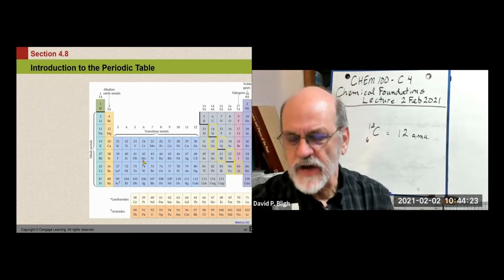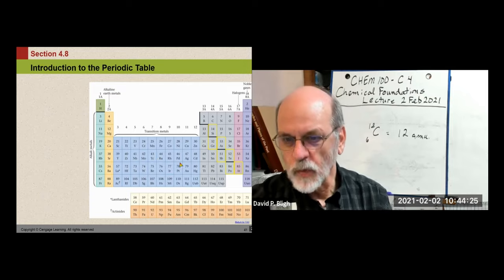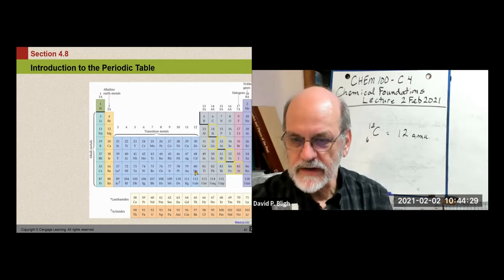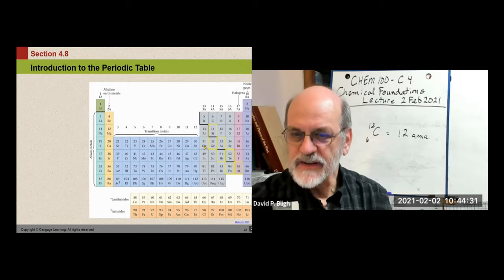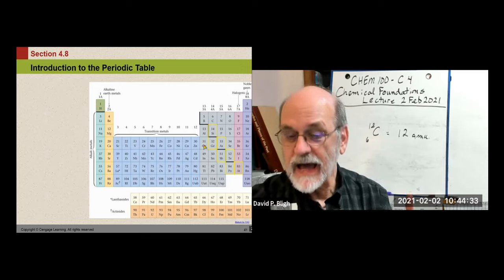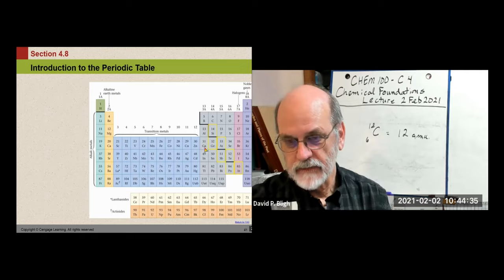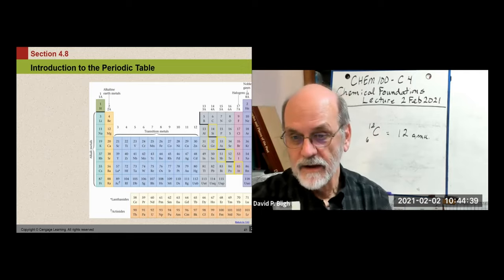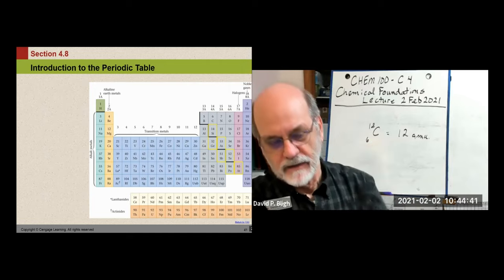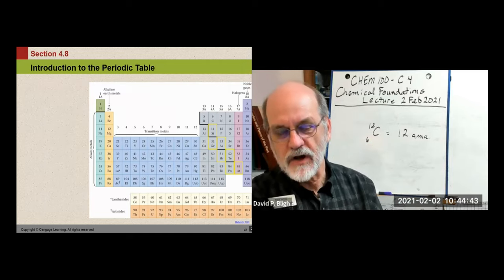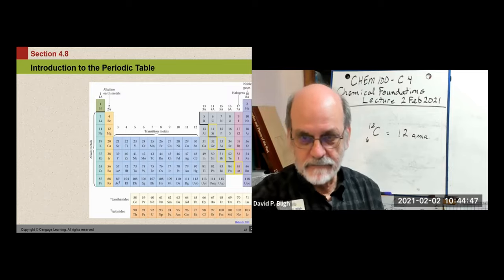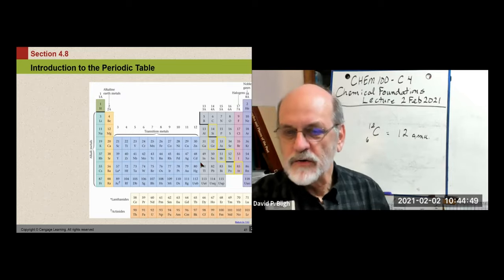Metals are nearly always solid, with one exception, mercury. At room temperature, mercury is a liquid. Slightly above room temperature, gallium becomes a liquid. I think its melting point is in the neighborhood of 35 degrees Celsius. So you take a chunk of gallium in your hand and it'll melt, because the body temperature is what? 37 degrees Celsius. But most of them are solid.